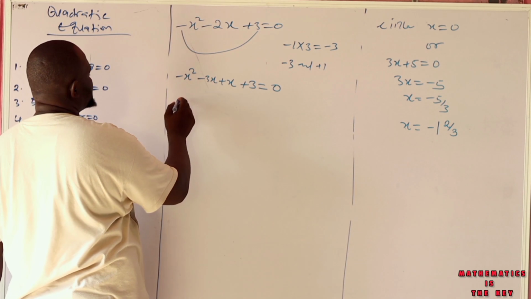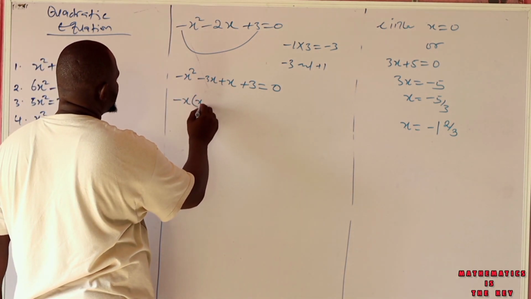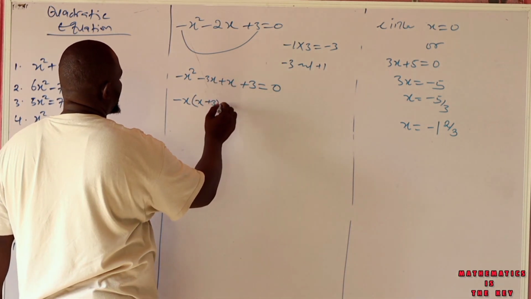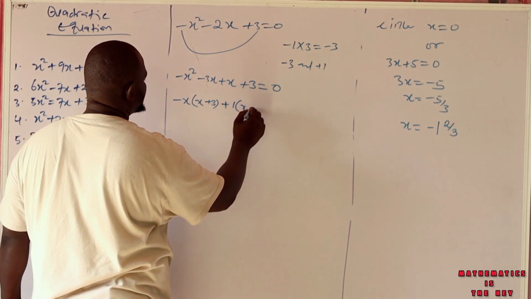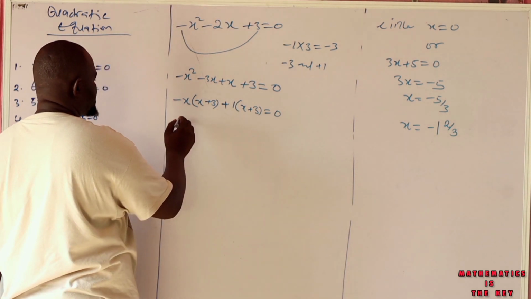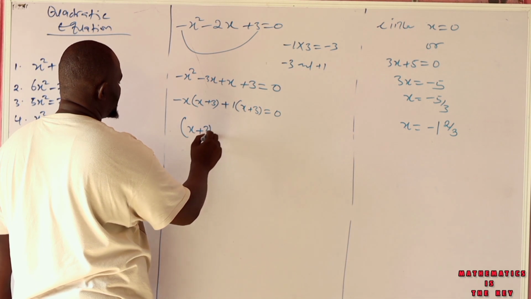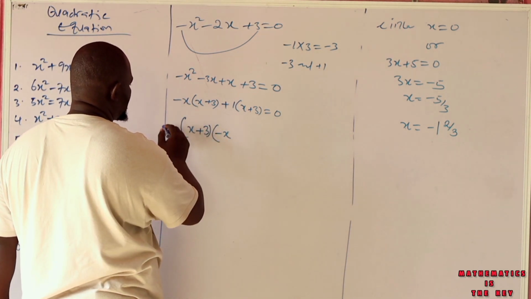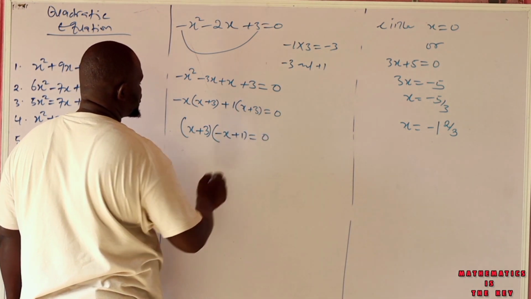On this side, minus x is common. We'll have minus x, here we'll have x plus 3. On this side, 1 is common. We factorize it, and then we have x plus 3. Here x plus 3 is common to both sides. We factorize it: x plus 3, here we have minus x outside, then here we have plus 1. Everything is equal to 0.